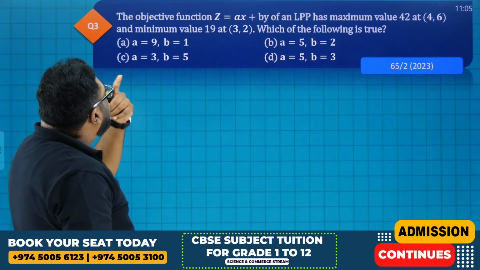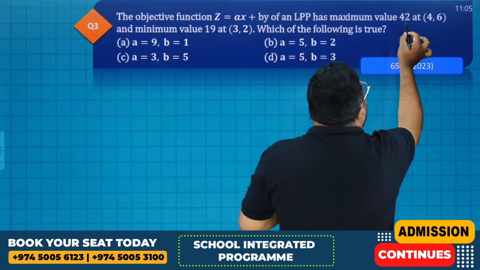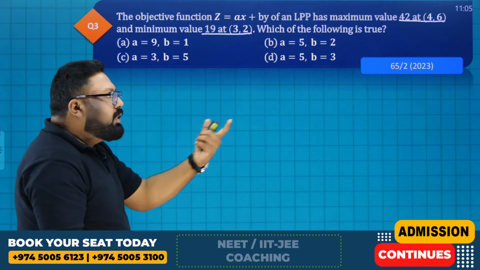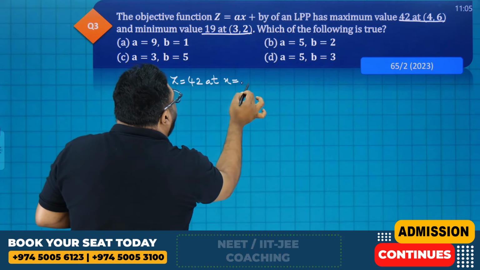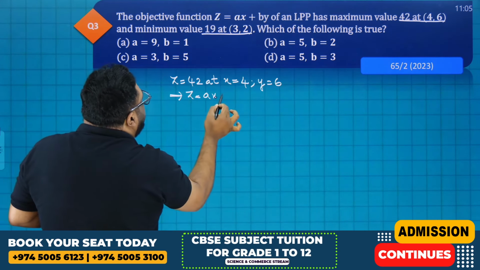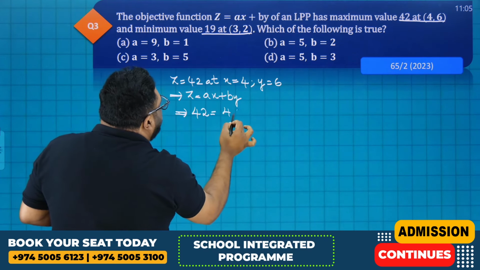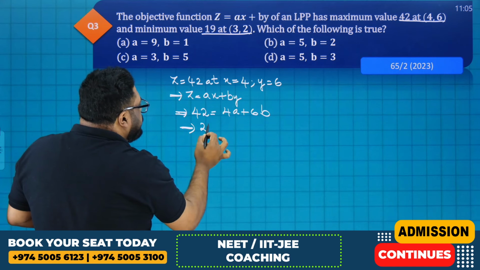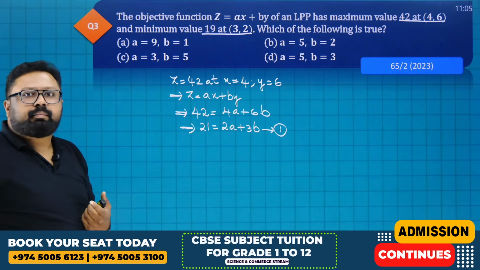Next question, my dears. The objective function z is equal to ax plus by has a maximum value 42 at 4, 6 and a minimum value 19 at 3, 2. Very simple. They're saying that z is equal to 42 at x equal to 4, y equal to 6. Put it over there. Z is equal to ax plus by implies 42 is equal to 4a plus 6b. Now we can simplify it, dividing by 2: 2a plus 3b equals 21. Equation number 1.